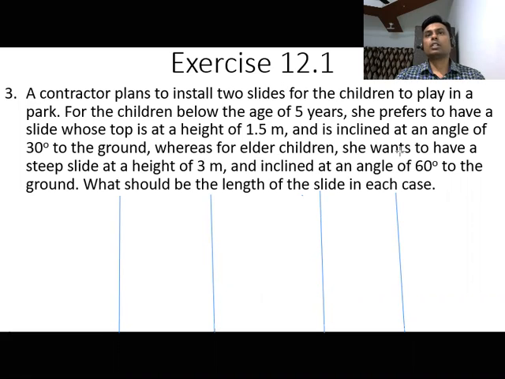Whereas for elder children, she wants to have a steep slide at a height of 3 meters and inclined at an angle of 60 degrees to the ground. What should be the length of the slide in each case? So we'll do the first case. In the first case, if this is the height, this is the length of the slide.